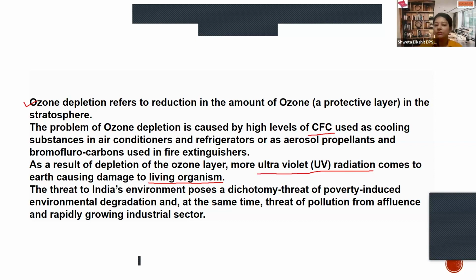So what does it mean? It simply means that we are trying to reduce the poverty level in India and are trying to control the various reasons of environmental degradation. At the same time, we need to fight poverty, and for that, we need to grow the industrial sector.